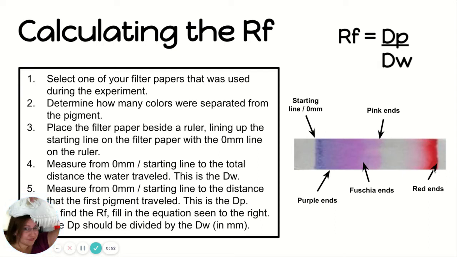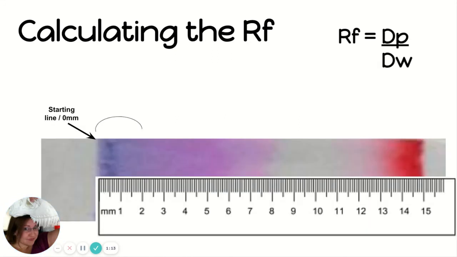So when we conduct our measurements, we're going to use this line here as our starting line. That's going to be our 0 millimeter mark. And then we're going to measure to about here for the purple, the fuchsia, pink at this line, and then the red actually traveled all the way up with the solvent. So it traveled the distance of the filter paper.